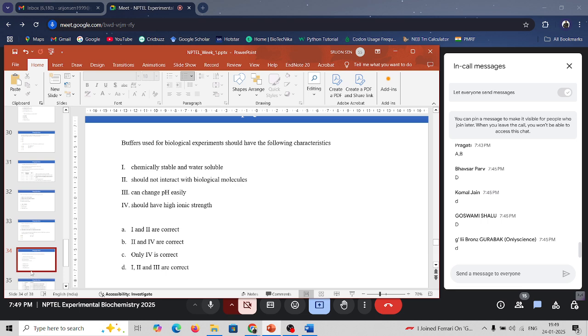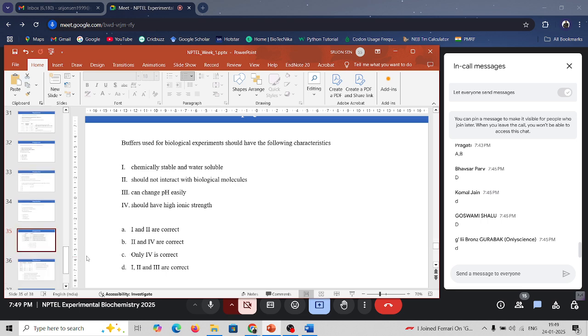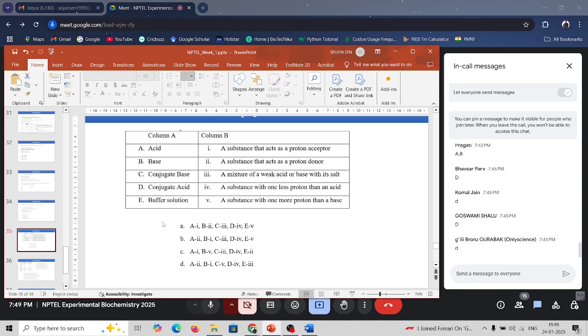I think we have done this. Okay, let's skip this. Okay, this is a match the following. Column A has acid, base, conjugate acid, and a buffer solution, and there are definitions and explanations to these terms. So just check which of the following options matches it. So A, B, C, D, E.